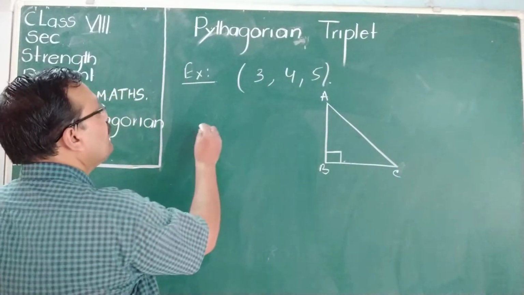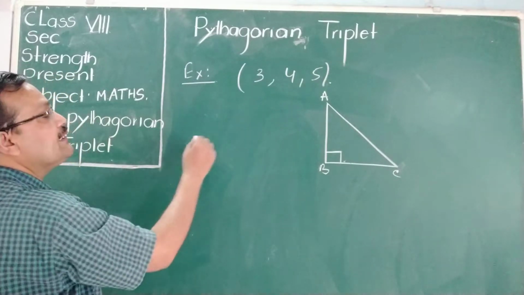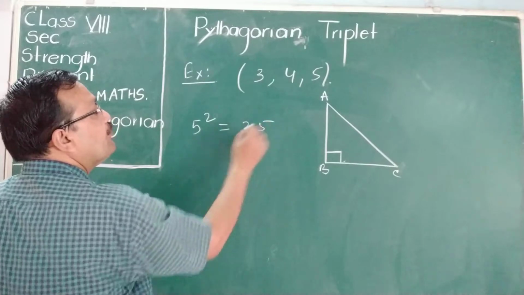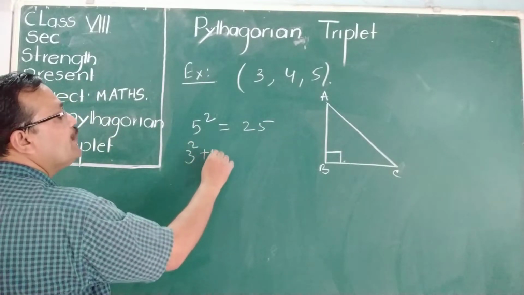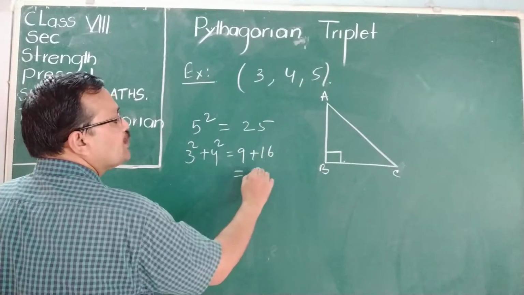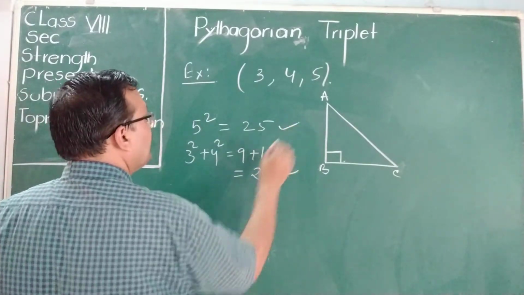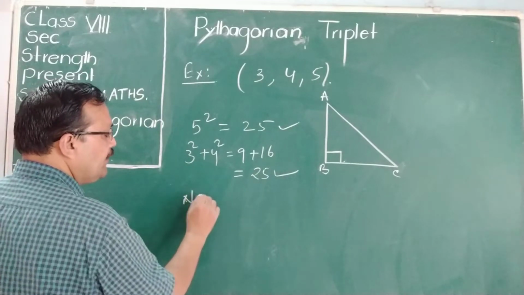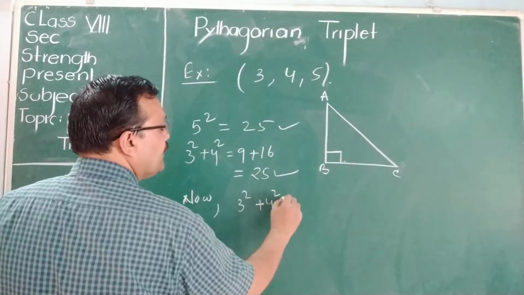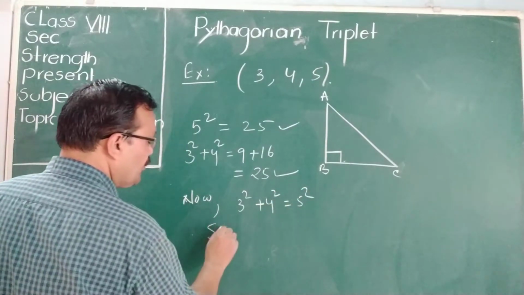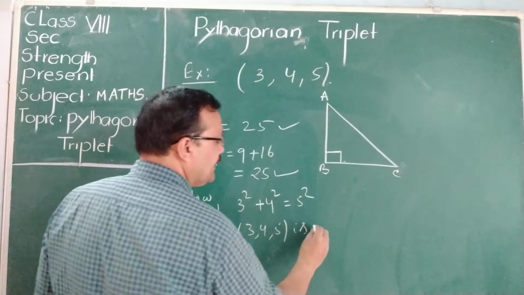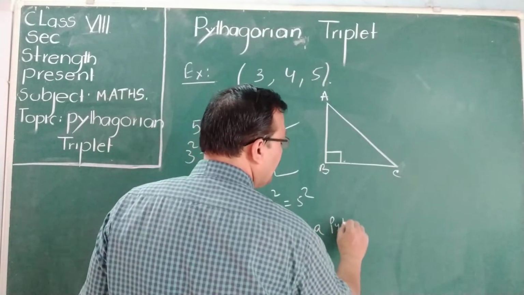What is the square of the largest number? What is the largest number? 5 square is 25. What is the sum of squares of the other two numbers? The sum of squares of the other two numbers is 9 plus 16, whose sum is also 25. Now what have we shown? We have shown that 3 square plus 4 square is equal to 5 square. So 3, 4, 5 is a Pythagorean triplet.